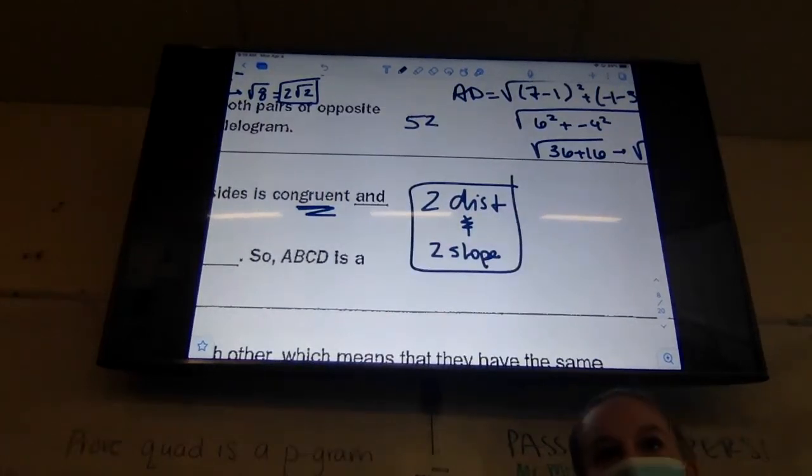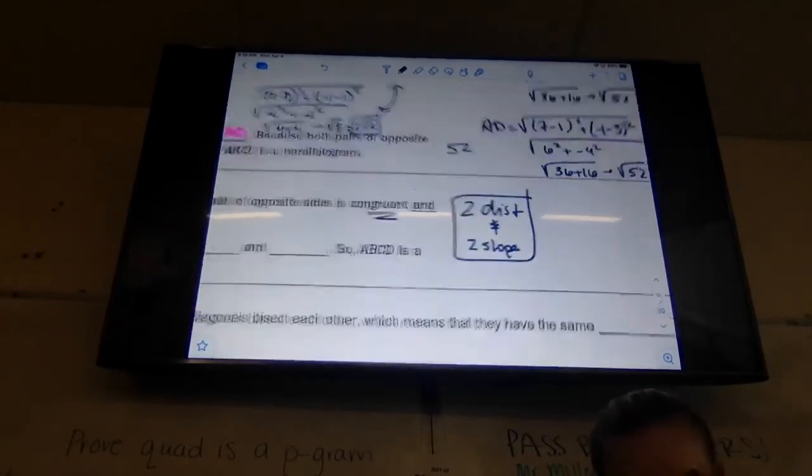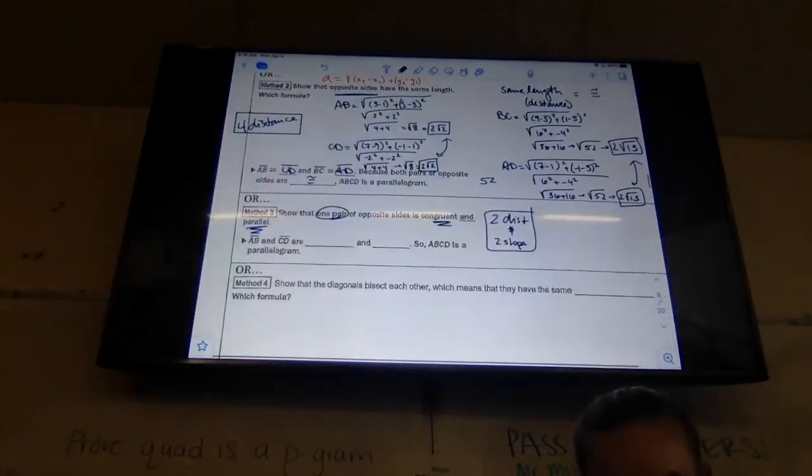A little hint, word to the wise, I often ask you this one because it has you show me both distance and slope, which gives me a better idea of what you know. So this is one that I might ask you on the quiz tomorrow. So if I ask you 2 distance and 2 slopes, then we would have to show that one pair of sides is both congruent and parallel. I'm not going to make us do that again because we already have the work above, right?